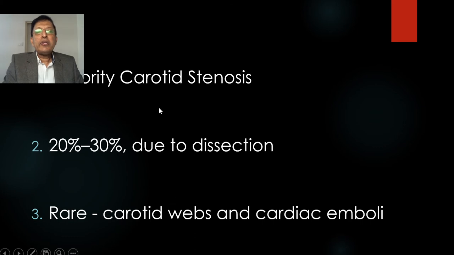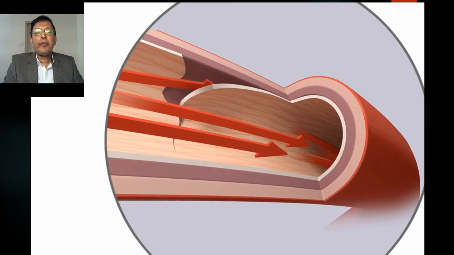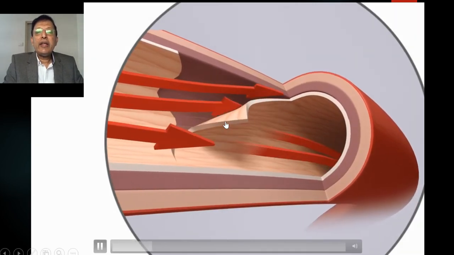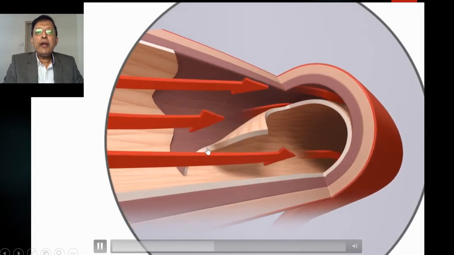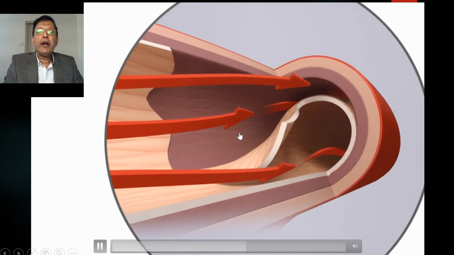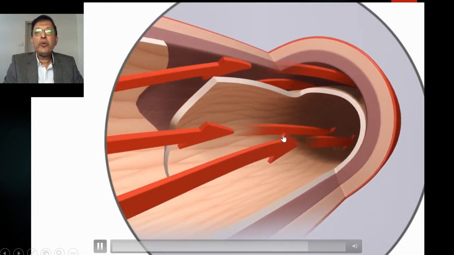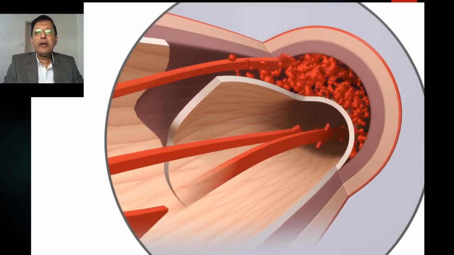Carotid artery stenosis accounts for the majority belonging to this category. 20 to 30% are due to dissection, and rarely due to carotid webs and carotid emboli. Now, how do you differentiate between carotid dissection and atherosclerosis? In carotid dissection there is a small break in the intima, and blood seeps between the intima and the adventitia, the media, and that raises the flap, leading to occlusion of the blood vessel, and this is what happens in carotid dissection.